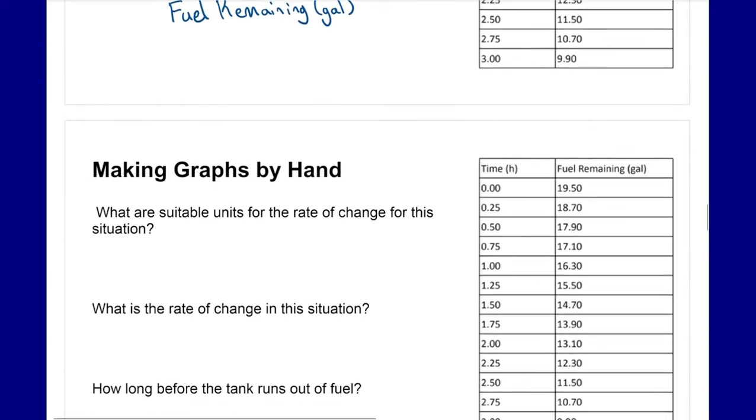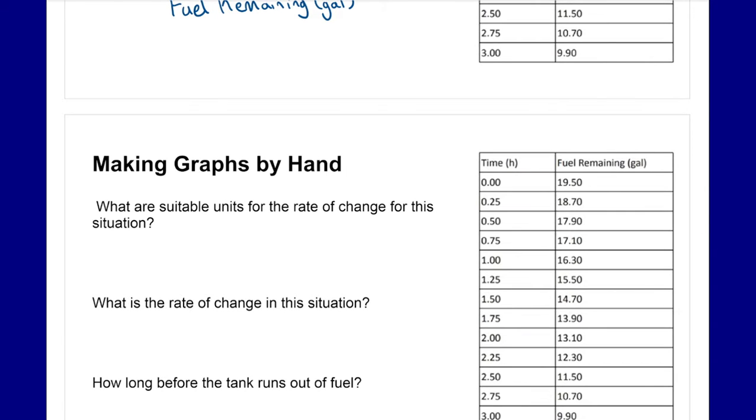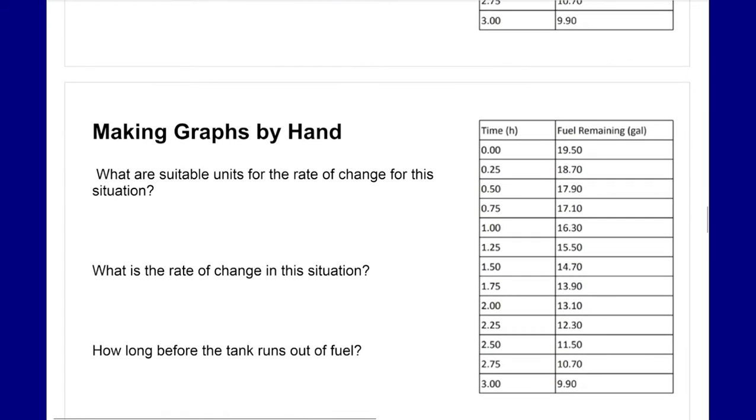So what are the suitable units for the rate of change of this situation? Well, rate of change, if you remember back from grade 9, is again the slope, the multiplier. It's essentially a division of the dependent variable divided by the independent variable.